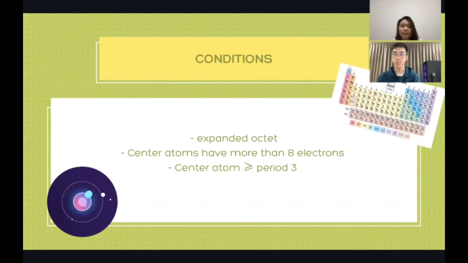an expanded octet is that firstly, the center atom must have more than 8 electrons. So tellurium has 6 single bonds attached to it, meaning that the total electrons it has is 12, which is more than 8 electrons. And the second condition is that the center atom must be located in period 3 or higher in the periodic table, in which tellurium is located in period 5, so that adds up to the reason why it is an expanded octet.